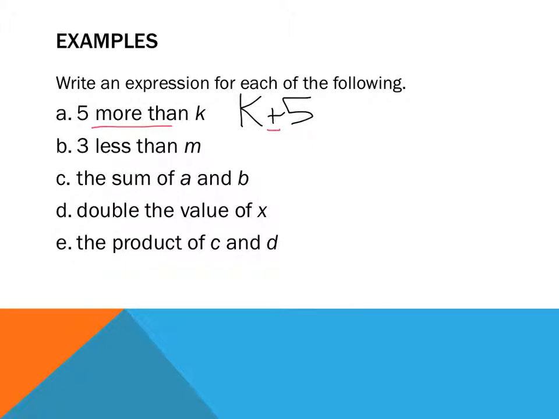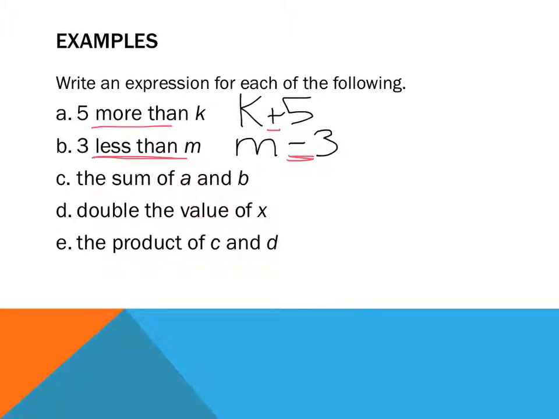Less than, okay, less than, if more than is addition, less than must be the opposite. What's the opposite of addition? Oh, subtraction. And it's 3 less than m. Remember, look how that reads. That's not m less than 3. That's 3 less than m. So I start off with m and I'm less 3. Less than is subtraction.